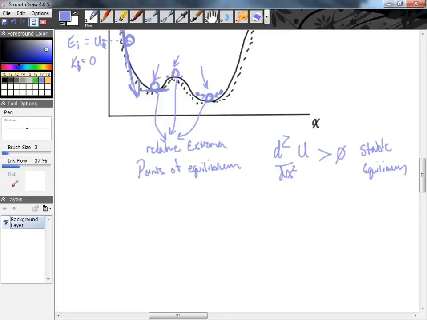Would we all, Noor. So would we all. So if the second derivative of our potential energy is less than 0, this would be unstable.